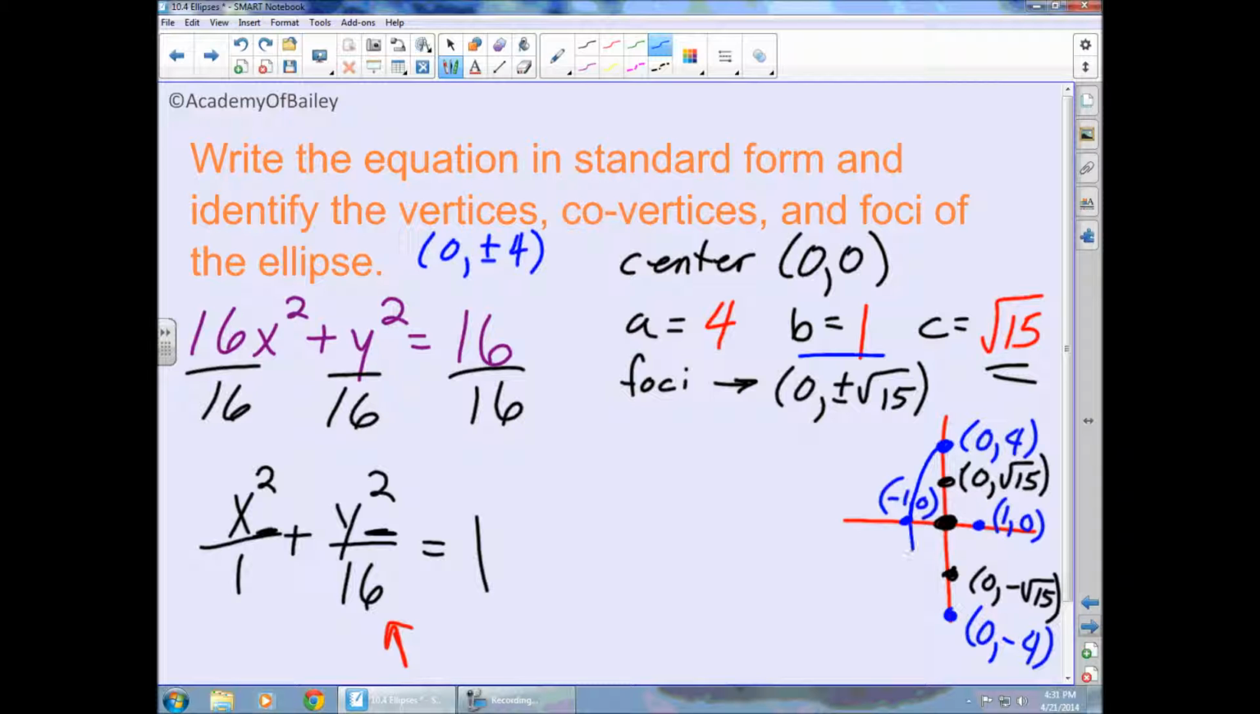So from here, I mean, you can kind of see the ellipse, and that's a rough sketch of a graph. Co-vertices, positive, negative 1, 0. There we go. Yeah, I got it figured out there.